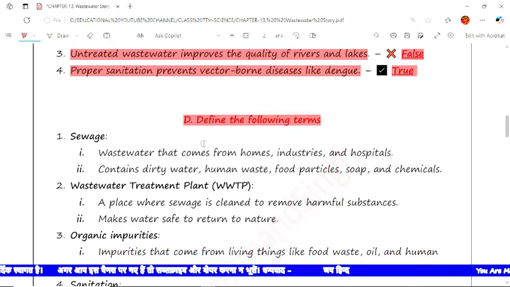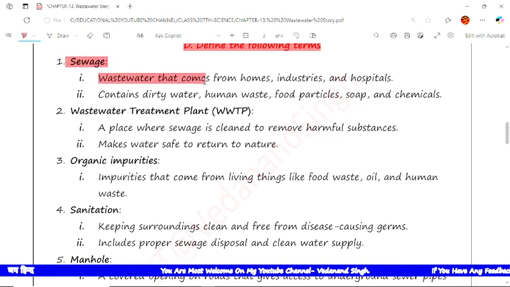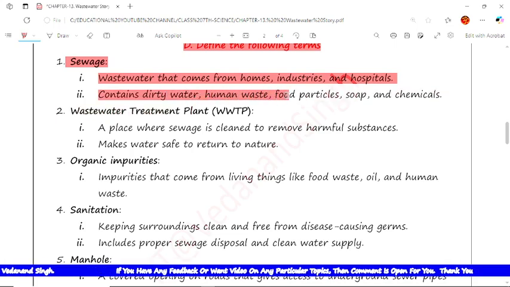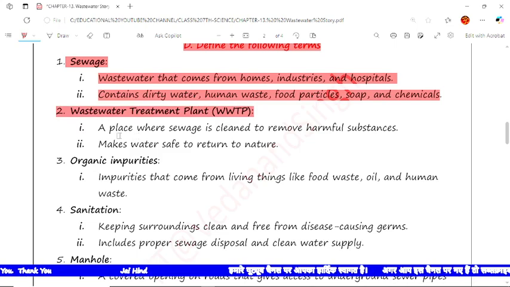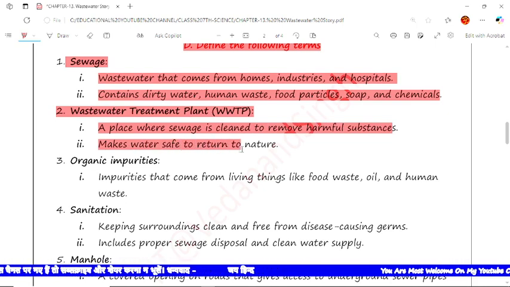So now the next type of question is define the following terms. Here terms are given and we have to give the proper definition. First is sewage. The first point: wastewater that comes from homes, industries and hospitals. Second point: it contains dirty water, human waste, food particles, soap and chemicals. Now the next term is wastewater treatment plant, WWTP. The first point: a place where sewage is cleaned to remove harmful substances. Second point: it makes water safe to return to nature.